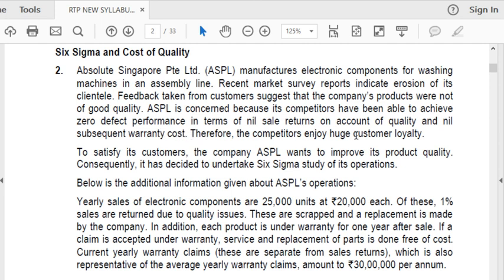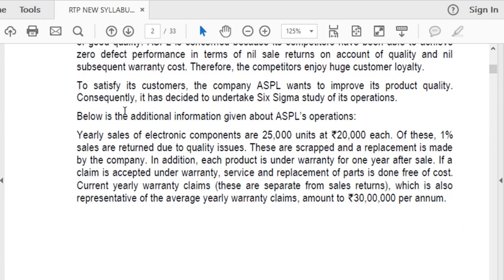Therefore, the competitors enjoy huge customer loyalty. To satisfy its customers, the company ASPL wants to improve its product quality. Consequently, it has decided to undertake a Six Sigma study of its operations. Then what else have you got? So below is the additional information given about ASPL's operations.